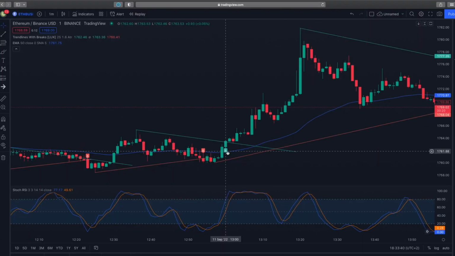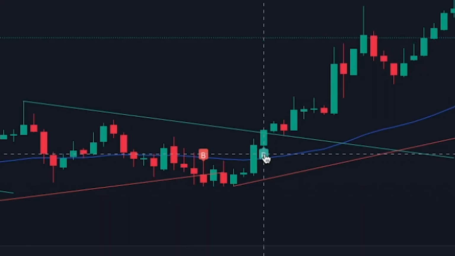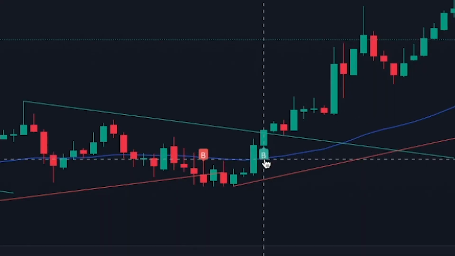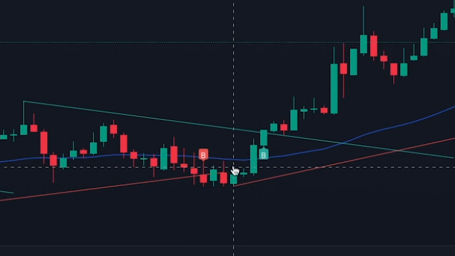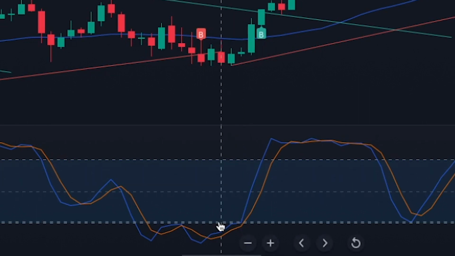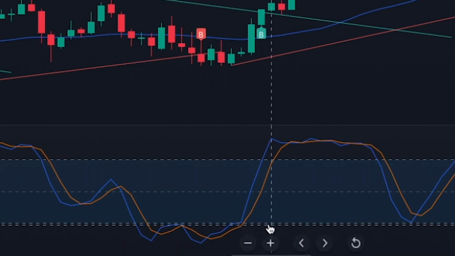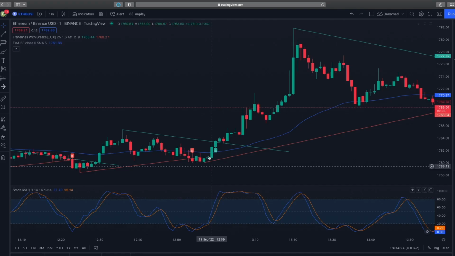But before we open a long trade, we need to verify that this is a legitimate signal. To do that, we're going to use stochastic RSI. So now, in order to find out if we should enter this trade or not, what we need to do is count back 3 candles from this buy signal, 1, 2, 3, and see where stochastic RSI was at this point. And we can see that stochastic RSI was in the oversold territory. So this gives us green light to enter trade.